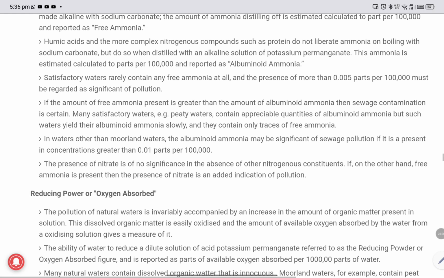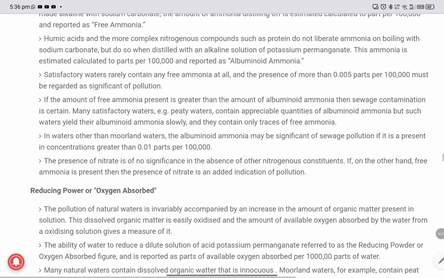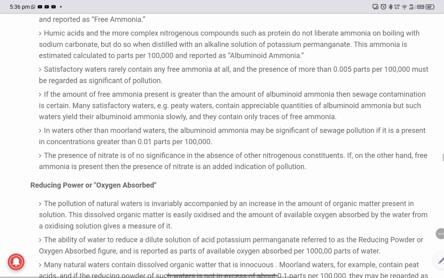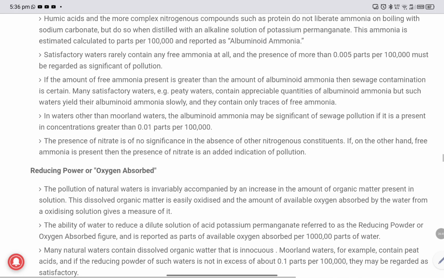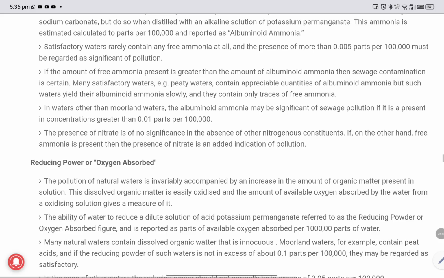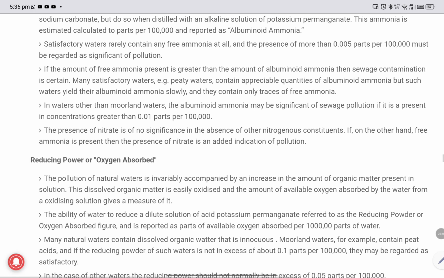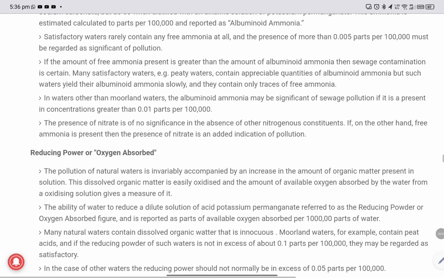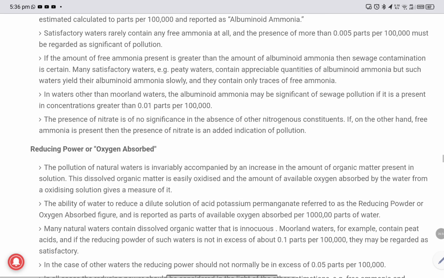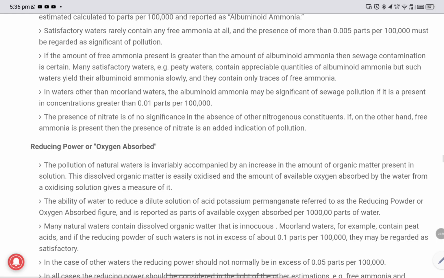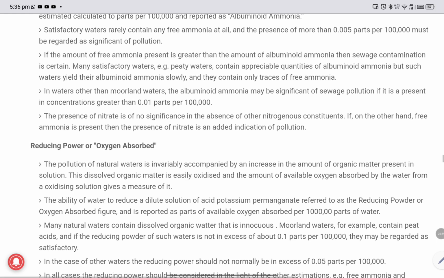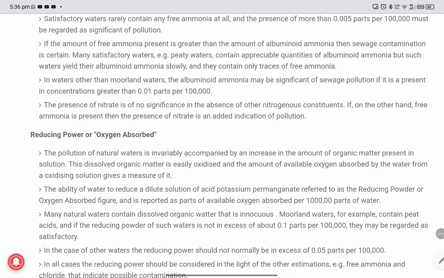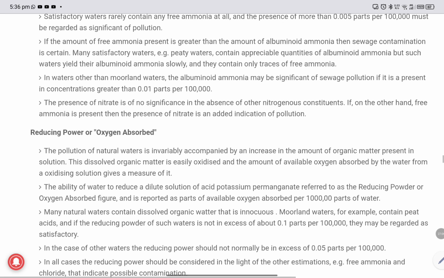Satisfactory water rarely contains any free ammonia at all, and the presence of more than 0.005 parts per 1 lakh must be regarded as significant of pollution. If the amount of free ammonia present is greater than the amount of albuminoid ammonia, then sewage contamination is certain. Many satisfactory waters, for example peaty waters, contain appreciable quantities of albuminoid ammonia, but such waters yield the albuminoid ammonia slowly, and they contain only traces of free ammonia.